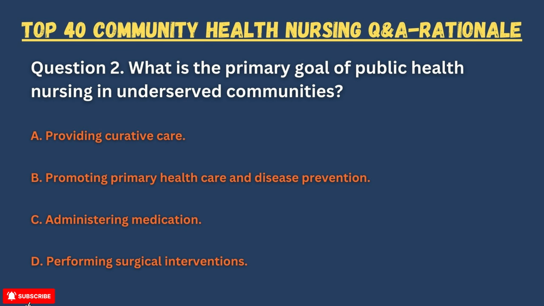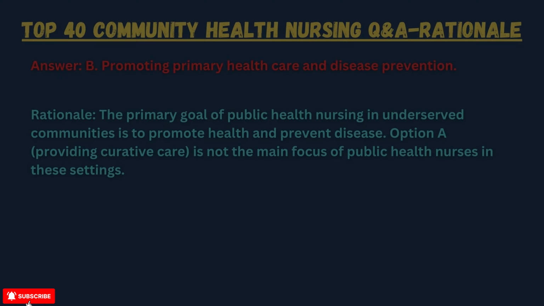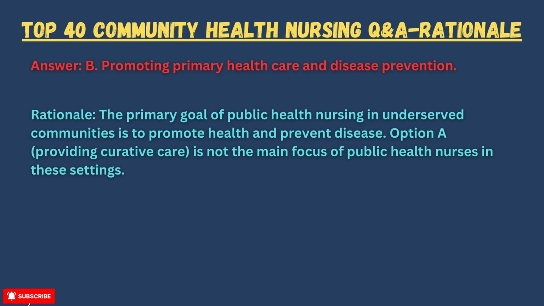Question 2. What is the primary goal of public health nursing in underserved communities? A. Providing curative care. B. Promoting primary health care and disease prevention. C. Administering medication. D. Performing surgical interventions. Answer. B. Promoting primary health care and disease prevention.